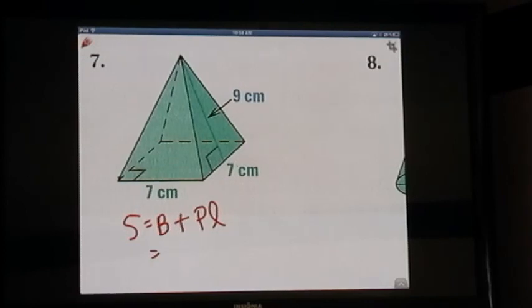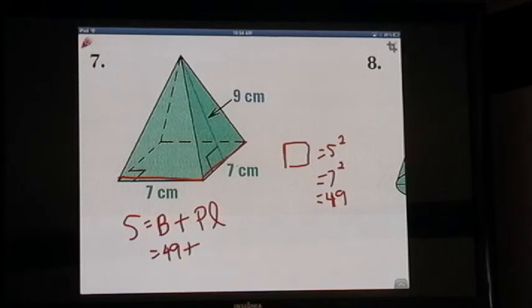Okay, so the area of the base is 7 times 7, because it's a square. Now it could be a hexagon or a pentagon, in which case you'd have to find the area of that. Since the area of a square is side squared, it's going to be 7 squared, or 49. And then the perimeter is 7 plus 7 plus 7 plus 7, or 4 times 7. And then times the slant height, which is 9.